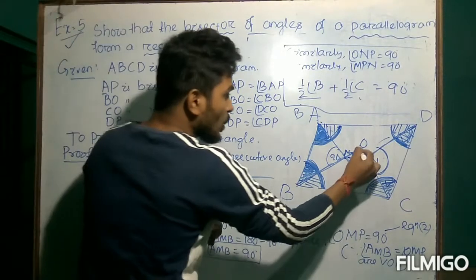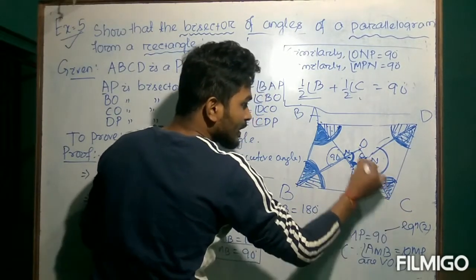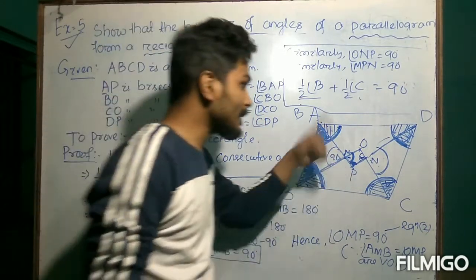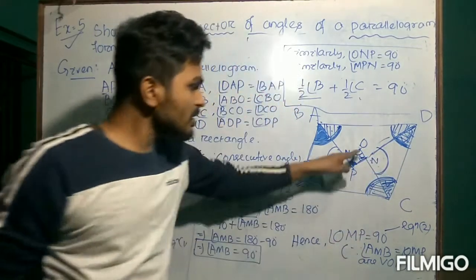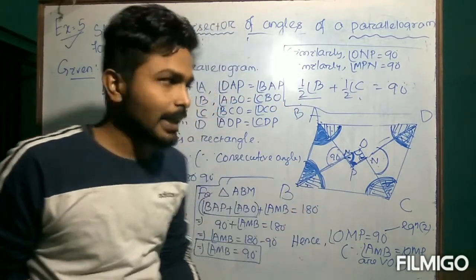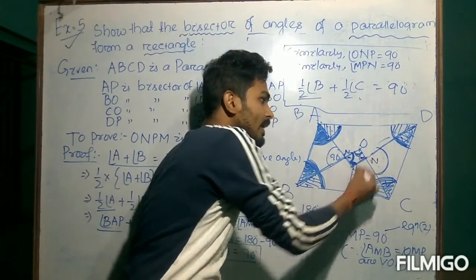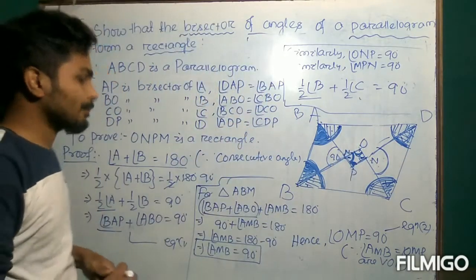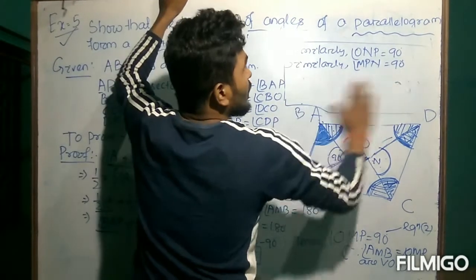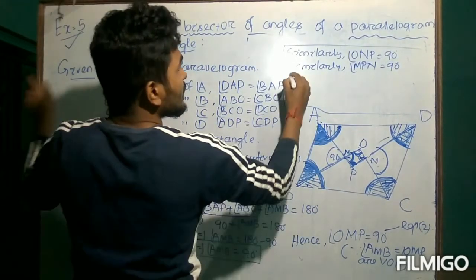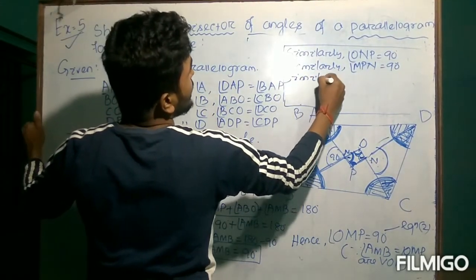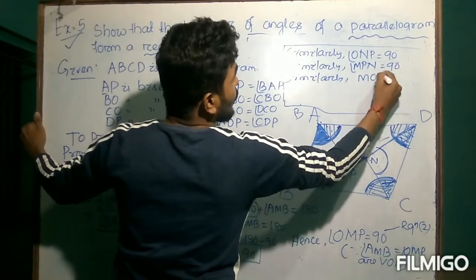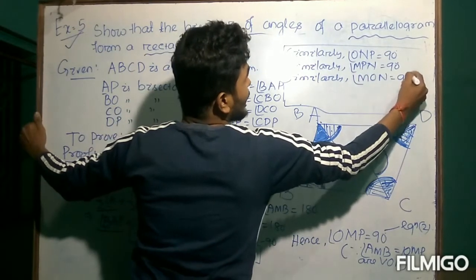Now if we consider OBC triangle, right? In OBC triangle, the sum of any two angles is 90 degrees. It means the third angle must be 90 degrees because the sum of three angles of this triangle is 180 degrees. So again we found that this angle's value, angle O, right? Angle O means MON is also 90 degrees. Okay? So you can write similarly angle O means MON is equal to 90 degrees.